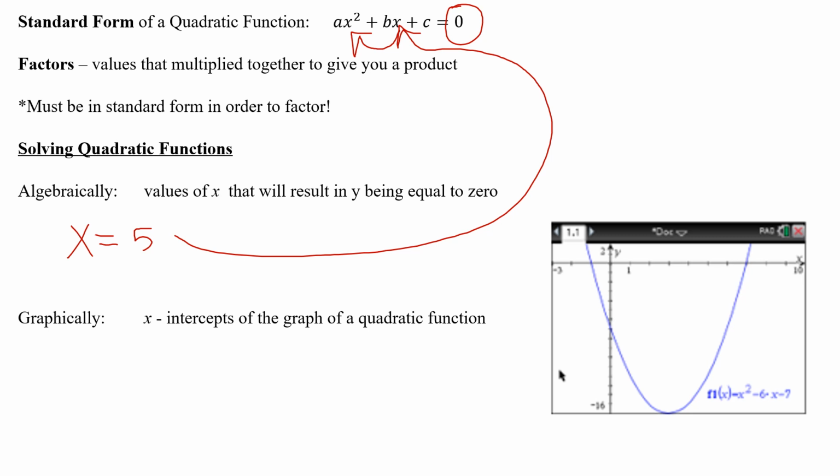In this case, the graph that I have here, here's the x-axis. The y value would be 0 here. That's 1, 2, 3, 4, 5, 6, so that's the ordered pair 7, 0. And this one is the ordered pair negative 1, 0. So if I were to plug in the x value negative 1 and the x value 7, it would give me a y value of 0. Down here it says graphically, what does it mean? It's the x-intercepts of the graph of a quadratic function.